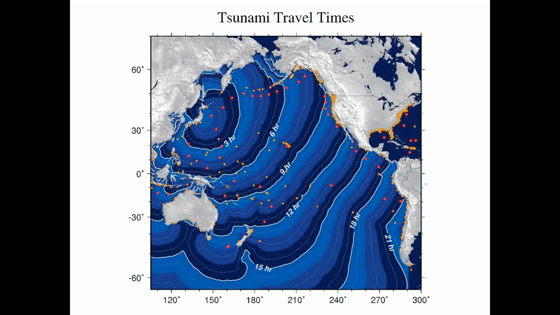And here you can see the very large speeds that tsunamis travel at in the open ocean. This shows the wave fronts, or the leading edge of the tsunami, of the 2011 Japanese tsunami. These thick white lines show us the wave front at certain time intervals after the earthquake.